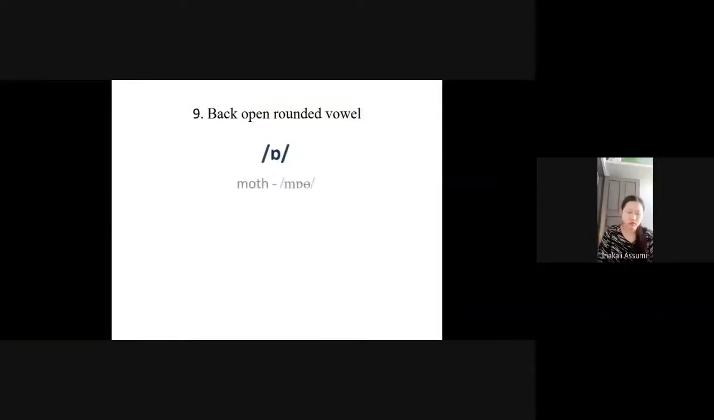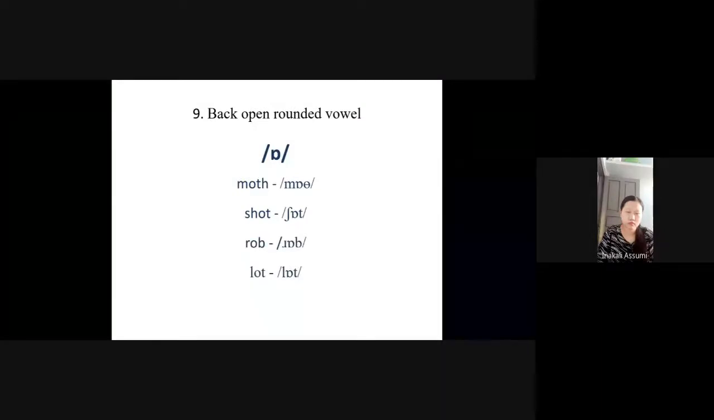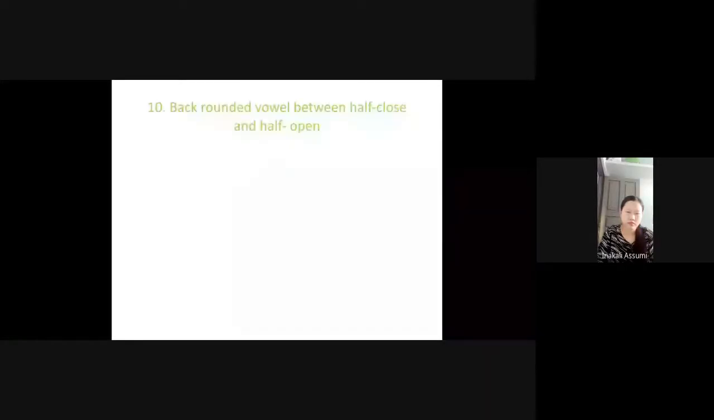Moth, short. Sometimes when we articulate the sound short, we literally take the letter o and we say short, but it's short. Rob, lot. Here also we take the letter o as the o sound. So we usually say lot, but it's lot. O, that is court, as in court, door, bound, whole.